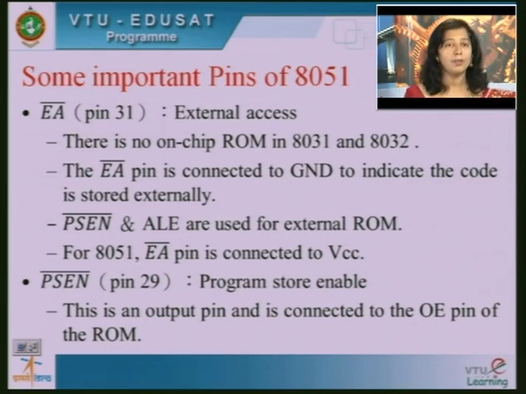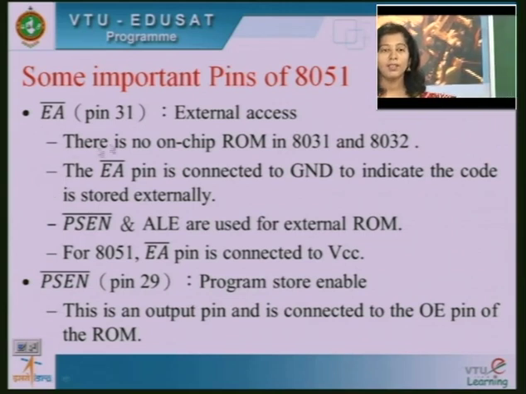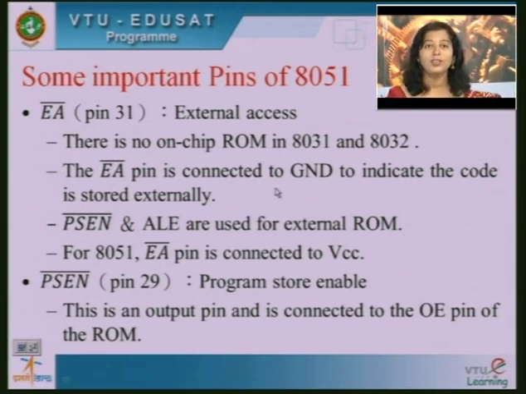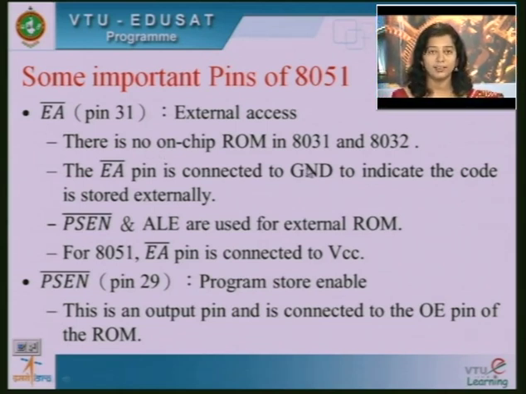So I talked about two important pins which will be useful in memory selection. One is the EA bar, or external access, especially in the lower versions of 8051, that is 8031 and 8032. In these versions, this EA bar pin is always connected to ground to indicate that code is stored externally. There is no on-chip memory in the 8031, so you should always have external memory where the program or code will be saved. So it should always be connected to ground.